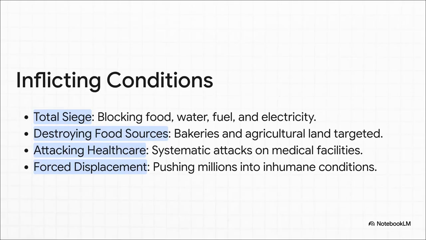And the report says this wasn't random. It argues these impossible conditions were created by a combination of things: a total siege blocking food, water, and fuel, the specific destruction of food sources like bakeries, systematic attacks on the healthcare system, and pushing millions of people from their homes into what the report calls inhumane conditions.